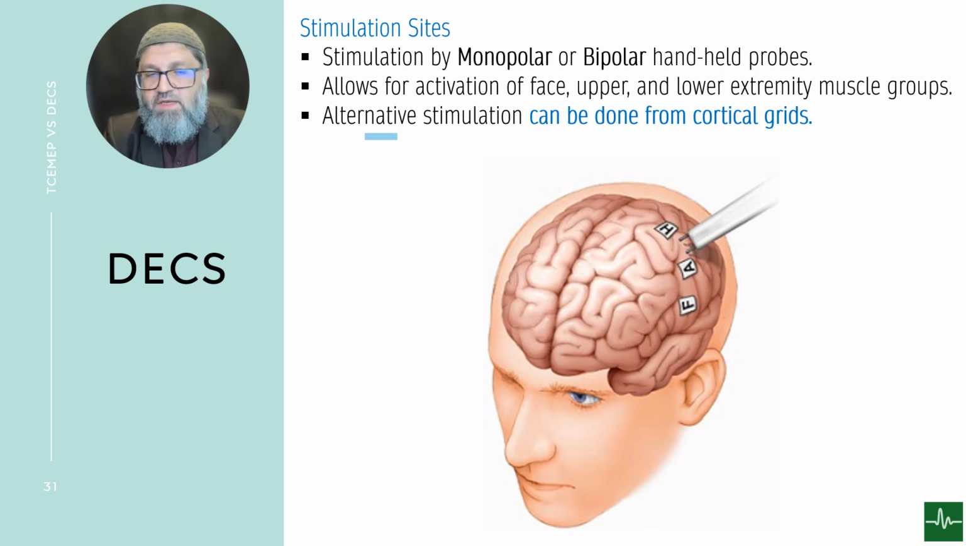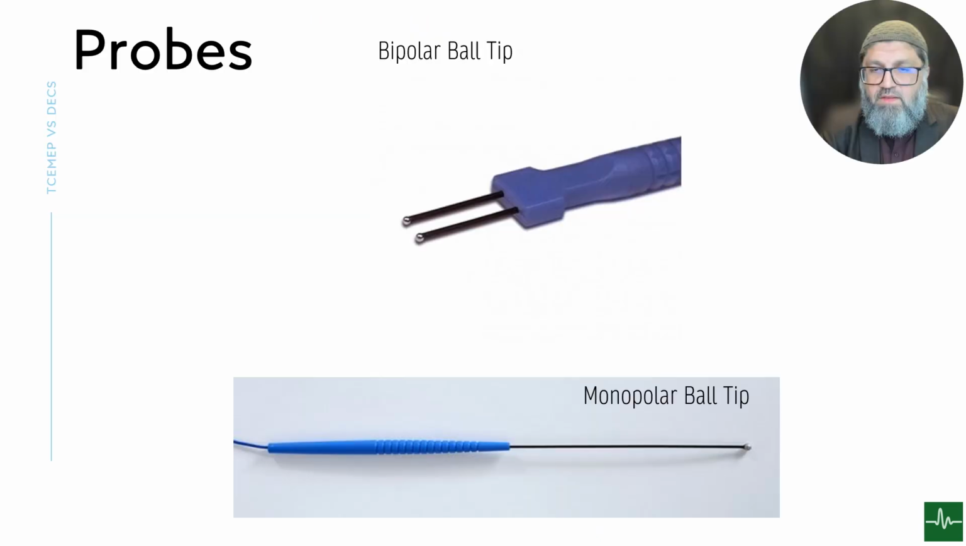Next is the stimulation site for direct cortical stimulation. When you're stimulating the cortical area directly or the subcortical area, the option we have is either using a monopolar handheld probe or a bipolar probe. We can also use the cortical grid as monopolar or bipolar, but if the surgeon is doing the stimulation, we use the monopolar handheld stimulator or a bipolar handheld stimulator. It allows us to activate the muscles of the face, upper and lower extremity. So we can do direct cortical stimulation with either a handheld stimulator or grid stimulation.